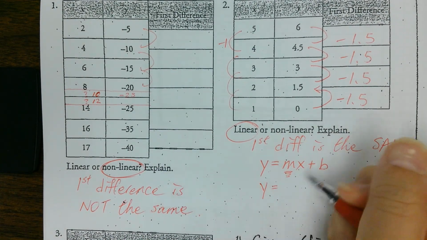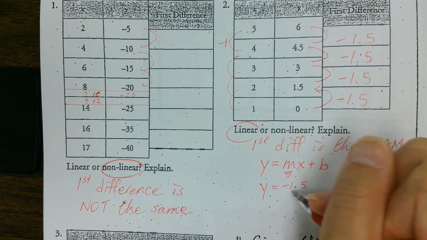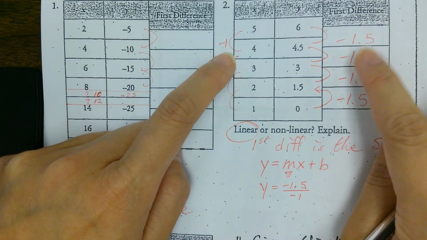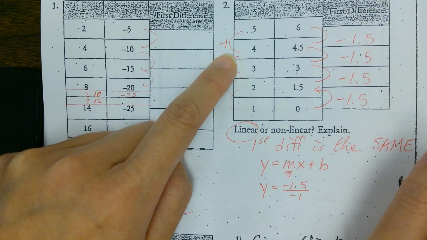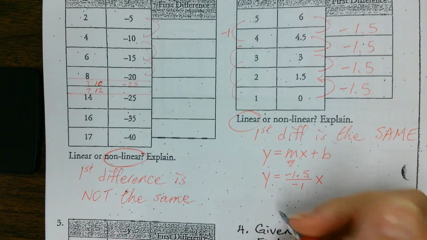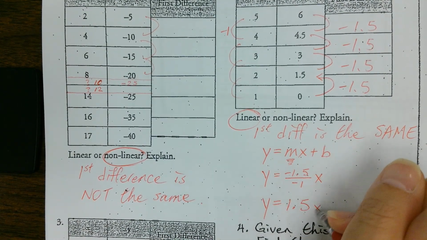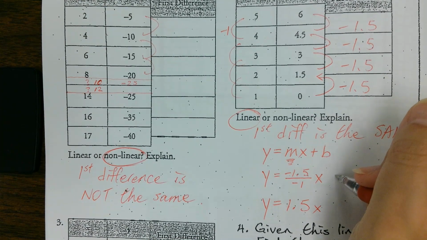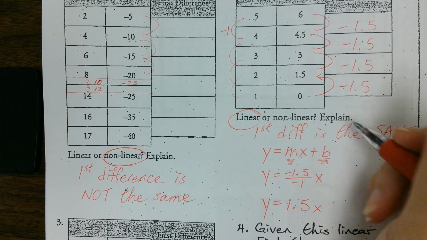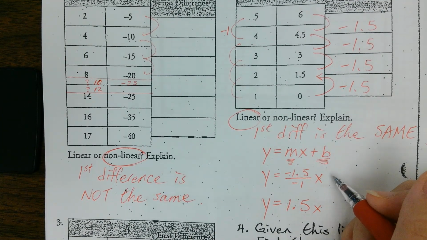So for m, instead of negative 1.5, it's actually negative 1.5 over negative 1: the difference in the y value divided by the difference in the x value. So you actually have this, which then gives positive 1.5x. What's my b? What's b? My starting value.